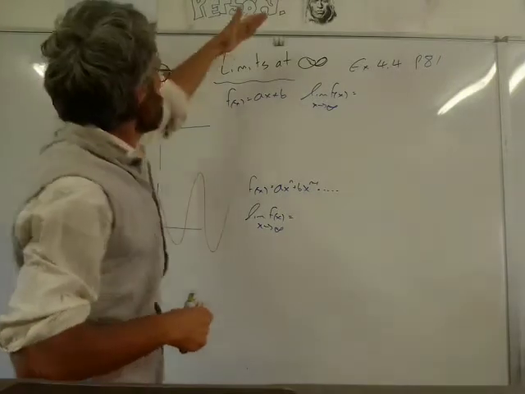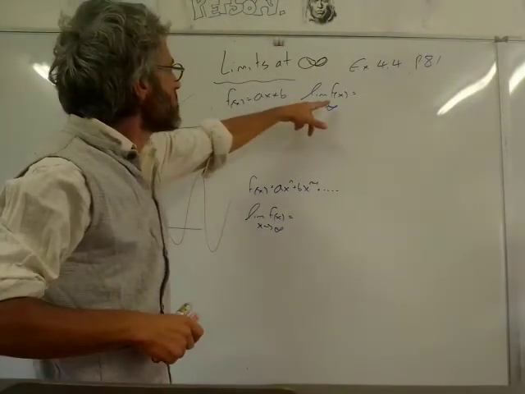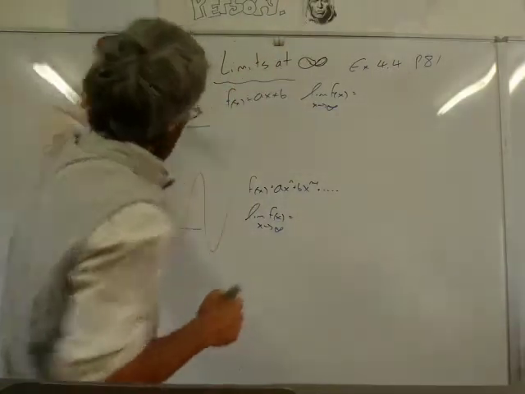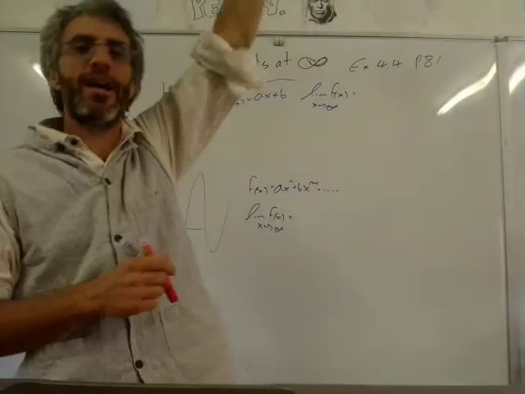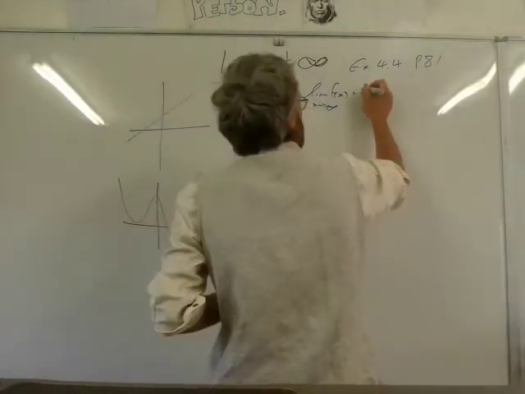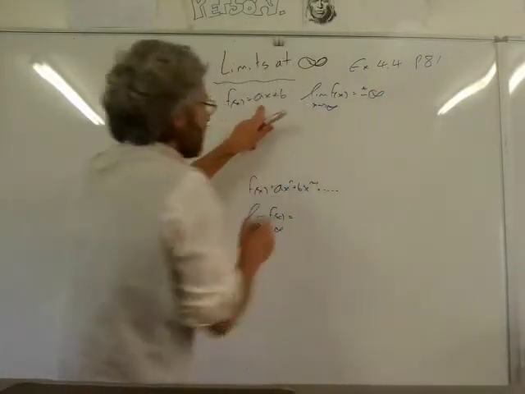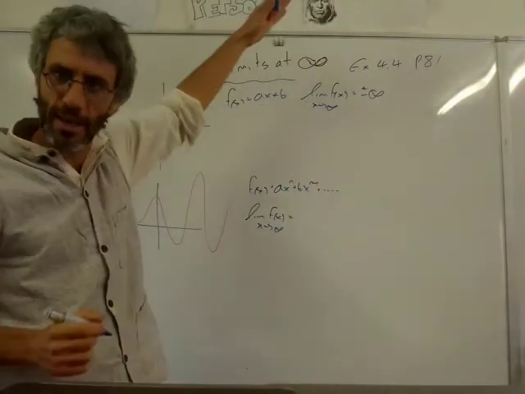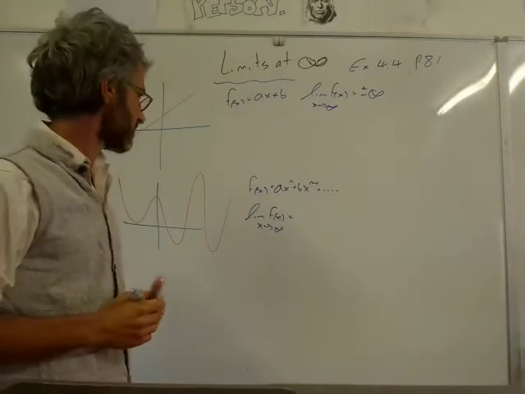Well, when x goes to infinity, it's either going to go to plus infinity or to minus infinity. It's a straight line. It doesn't stop. So it's going to be plus or minus infinity. Obviously, it depends on a. If a is positive, it will be plus infinity. If a is negative, it will be minus infinity.